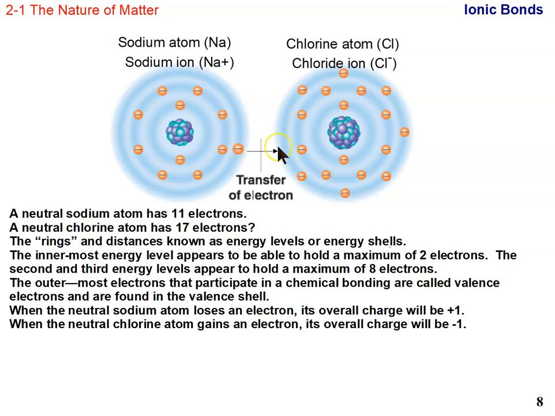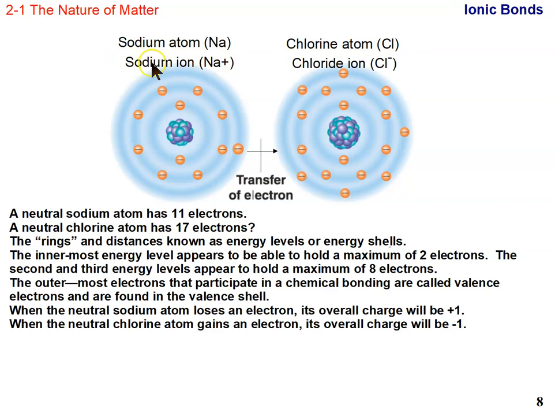Chlorine, in receiving that electron, is receiving 1 negative charge. It was neutral, but then it receives 1 negative charge, and the overall charge on the atom is now negative, right? And so we symbolize that with Cl with a superscript minus, Cl minus. That's the chloride atom. Notice the difference in naming here.